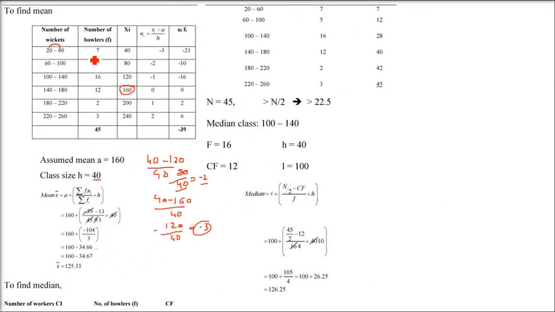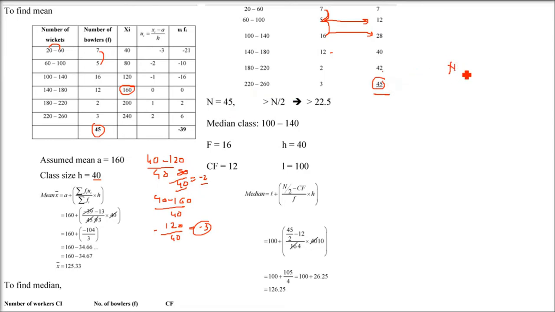This one got done. Now coming to the median. The table is already there. So here you have to find the cumulative frequency. 7 plus 5 is 12. 7 plus 5 plus 16 is 28. 7 plus 5 plus 16 plus 12, you get 40. 7, 5, 16, 12, 2, you get 42. All of them added, you get 45. Now you see, n, this total number, is 45.